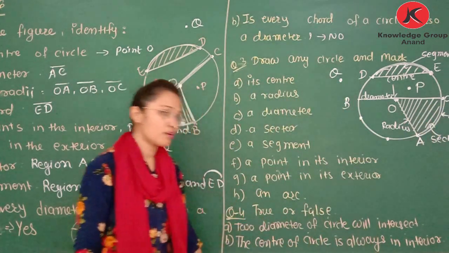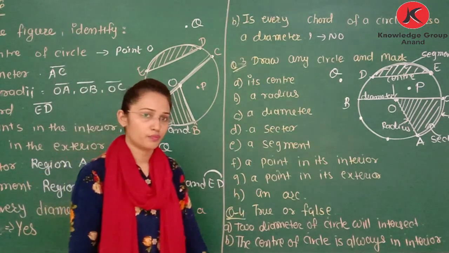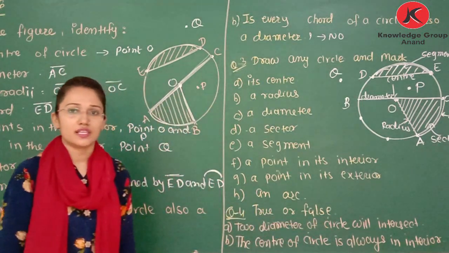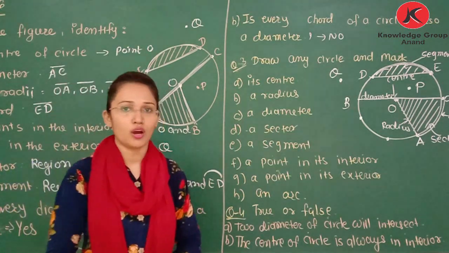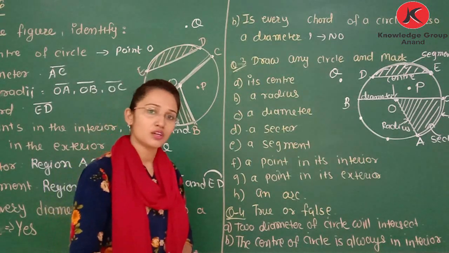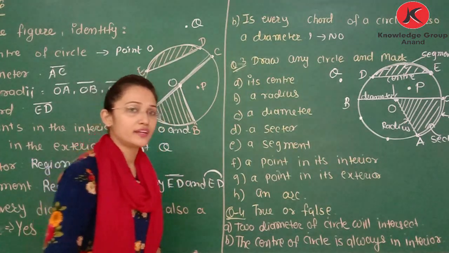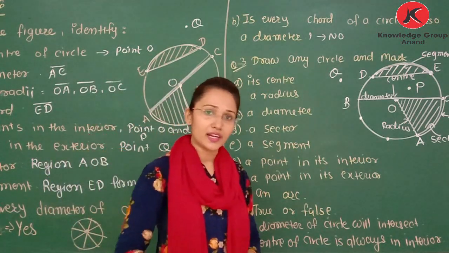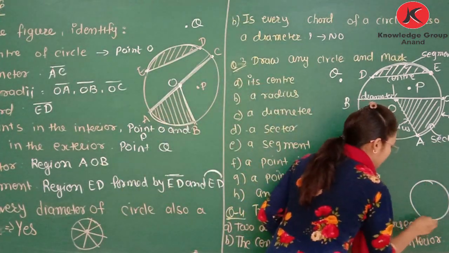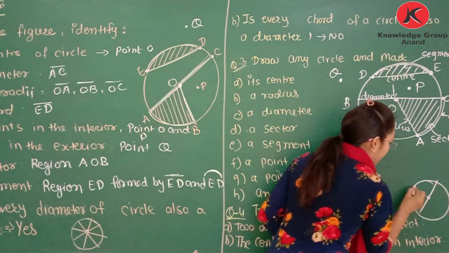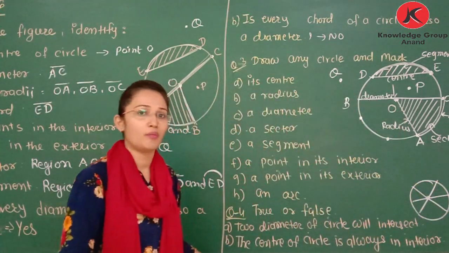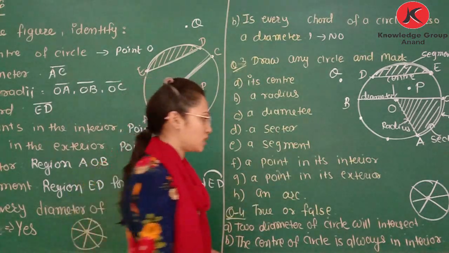Now question number 4. True or false? 2 diameters of a circle will intersect. If you draw any 2 diameters of a circle, they will intersect. What is the diameter? Diameter is the chord that passes through the center. If we draw a circle and we draw diameters, then every diameter passing through the center means every diameter intersects at the center, so it is true.